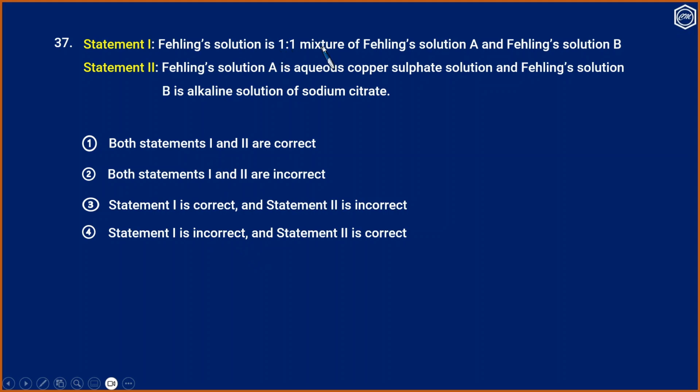Fehling's solution is a 1:1 mixture of Fehling's solution A and Fehling's solution B. So statement 1 is correct. Fehling's solution B being an alkaline solution of sodium citrate is incorrect. It is tartrate. So option 3 is correct: statement 1 is correct and statement 2 is incorrect. That is the correct answer.